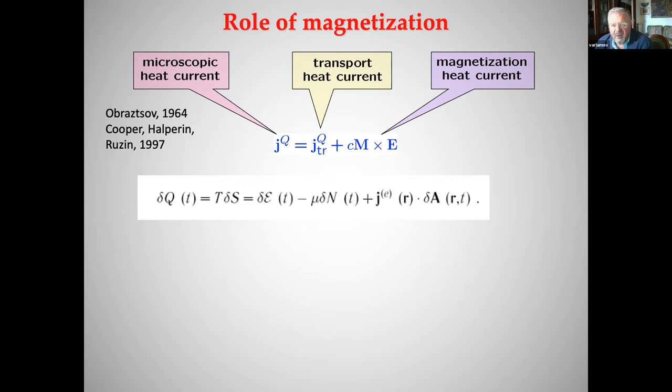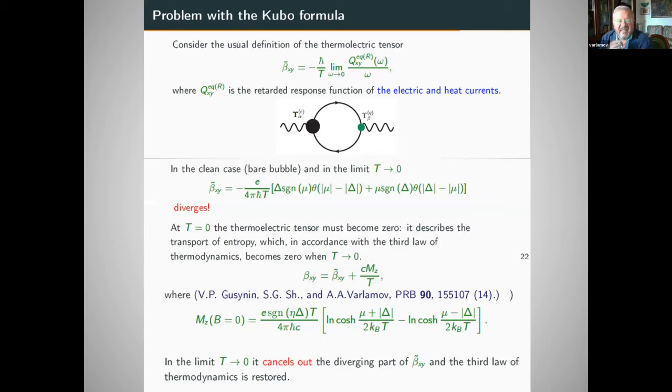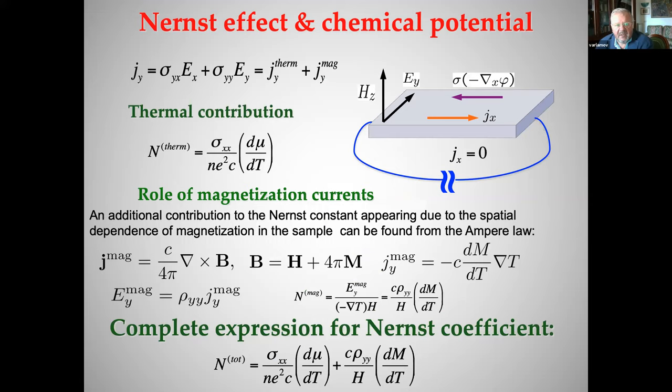And we took into account these magnetization currents and all was fitted, no problems with thermodynamics and with Onsager relations. Nevertheless, the same problem appeared 10 years later when we calculated the contribution to the spin transport. Again, the problem of magnetization currents is very generic. At the same time, some authors negated the importance of these magnetization currents.